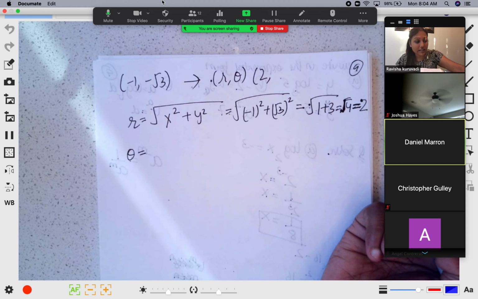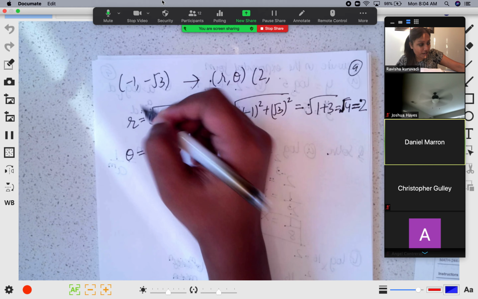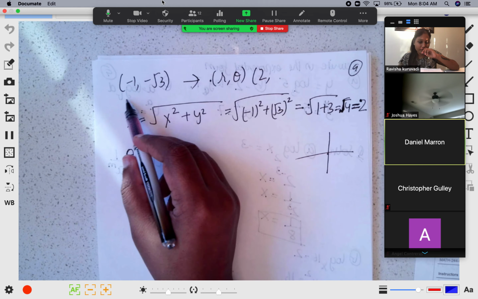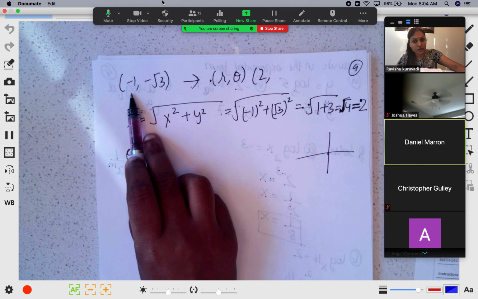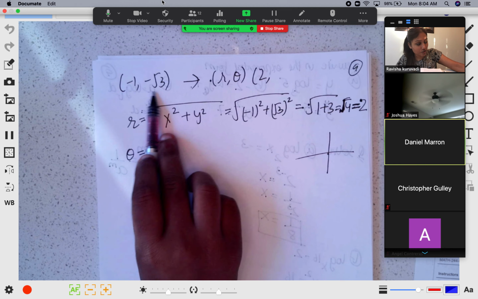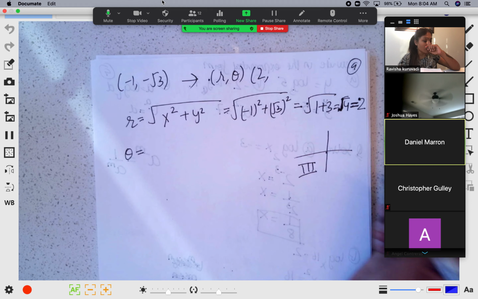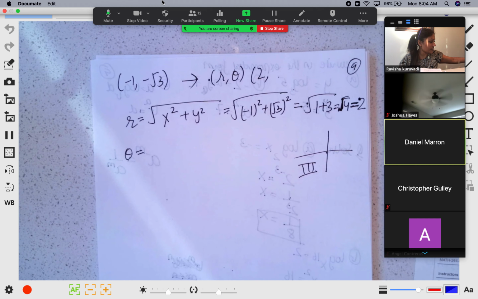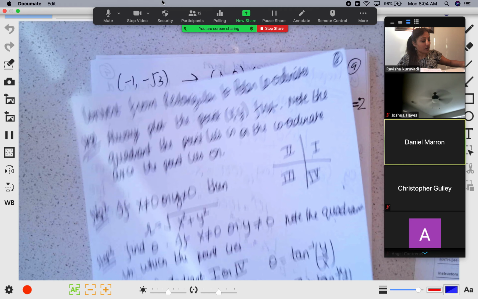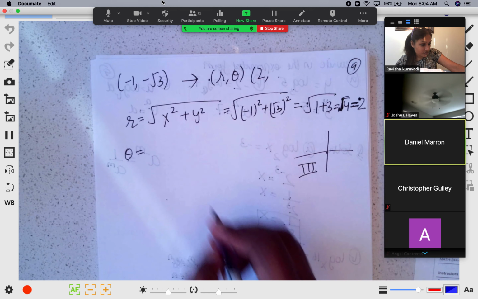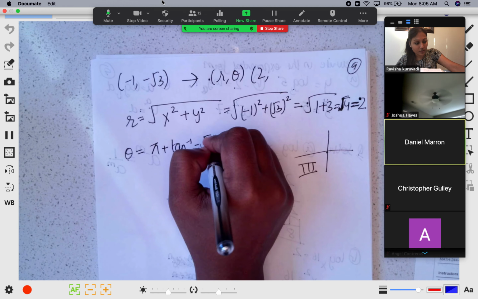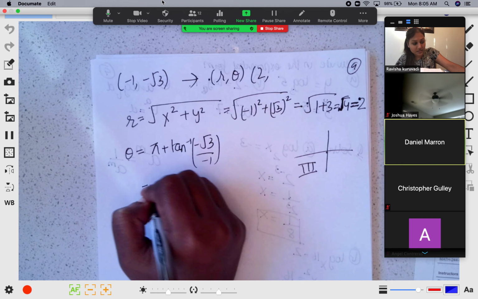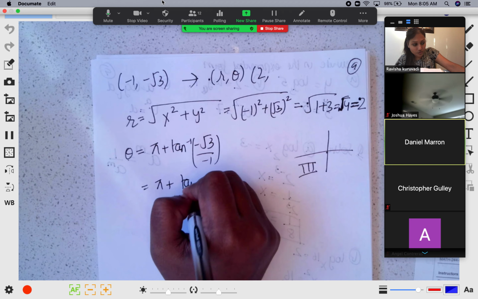First of all, before finding r, which quadrant is my point, negative 1, negative root 3? Both negative is third quadrant. When it's third quadrant, which formula am I going to use, the first one or the second one? The second one, pi plus tangent inverse y over x, which is negative root 3 over negative 1. It is pi plus tangent inverse of root 3.